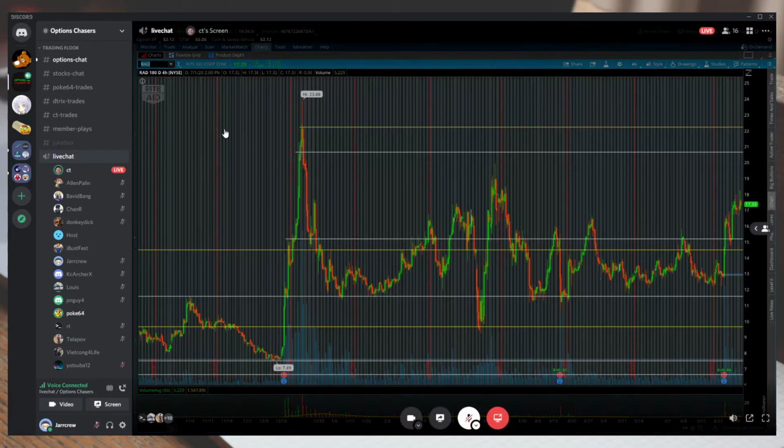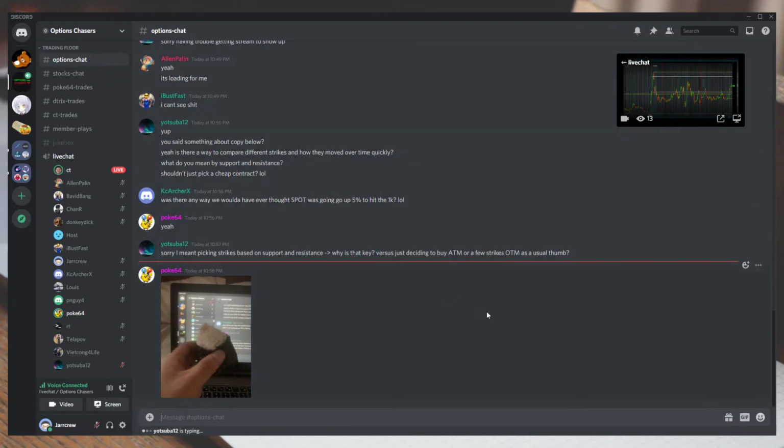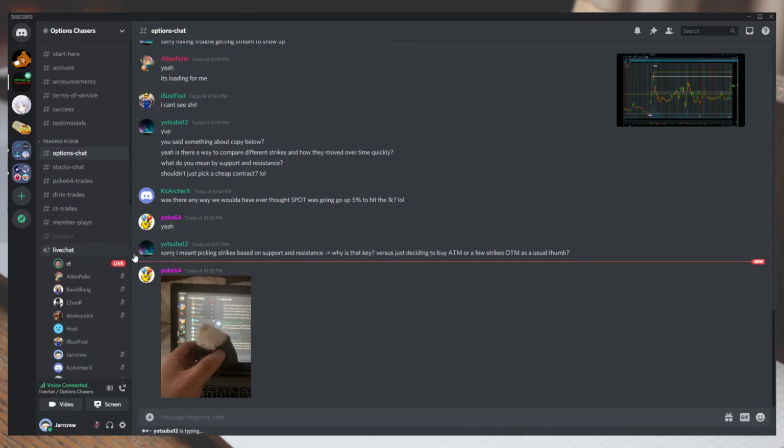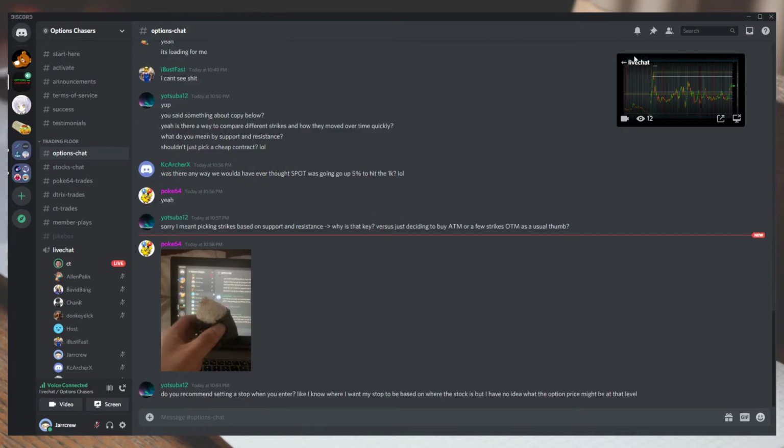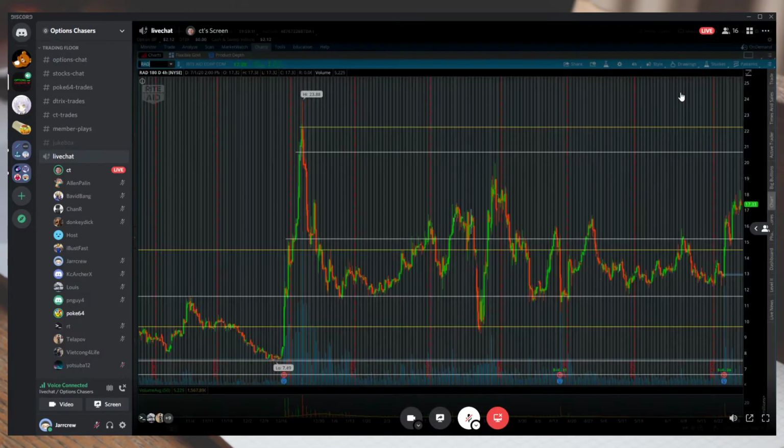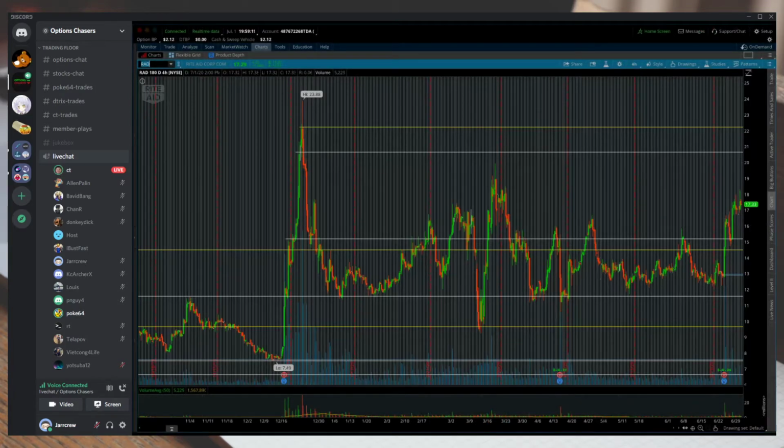Why is that key? That's key because those are areas of supply and demand. Think about it this way: support and resistance are supply and demand. Areas of support are places where the price cannot go. As an options trader, you're playing in multiple directions, thinking the stock's going up, going down, and staying flat, neutral. You're playing against the other traders that are long term. They want to buy low, sell high.